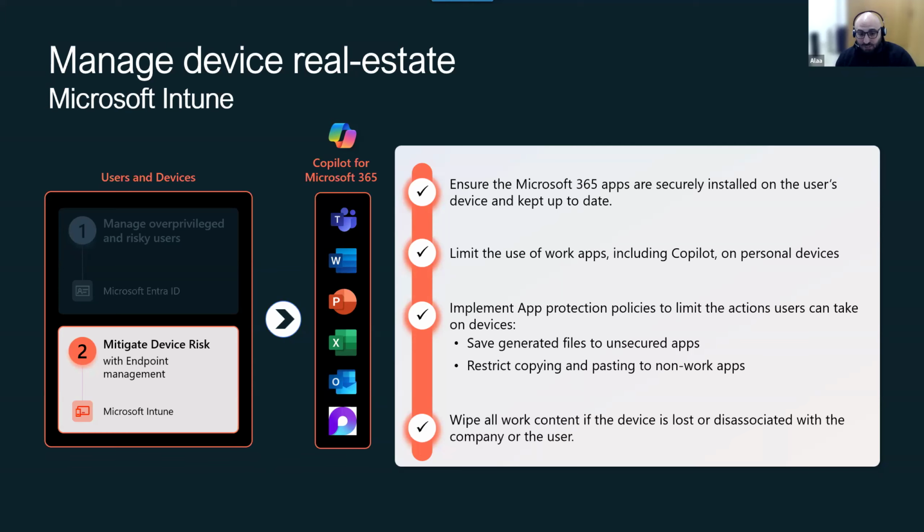The third point, application policies, to control what users can do with apps, such as saving files and copying files to another AI application that is not secured, or to SaaS applications that you don't want them to share confidential information to. Also, an important additional measure is to wipe all work content in the case of loss or theft, which will allow you to protect your data.